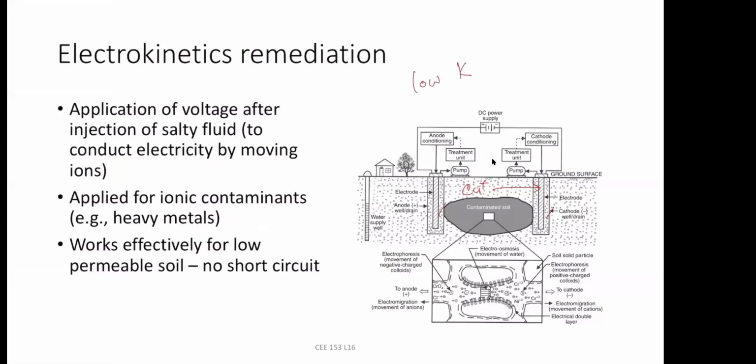All the other systems need access. Here you don't need access because you don't really rely on the water movement. You rely on the pollutant movement itself. You just drag the pollutant out by applying charge. So this is effective for heavy metals. This works with low permeability soil, so that there is no short circuit. That means you don't want water to escape. You want the water to stay, not just the pollutant to move.